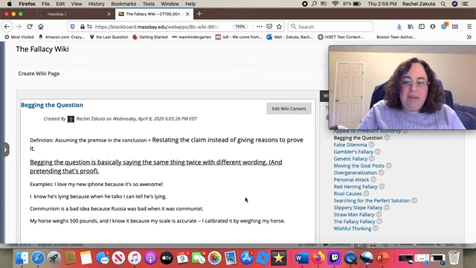Communism is a bad idea because Russia was bad when it was communist. There's some circular reasoning our country bought into 100%. Okay? If you go back far enough in history. My horse weighs 500 pounds, and I know it because my scale is accurate. I calibrated it by weighing my horse. So he set the scale so the horse would be 500 pounds and then used that as the proof that the horse is 500 pounds. No, it's circular reasoning.